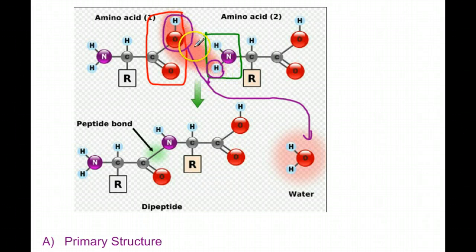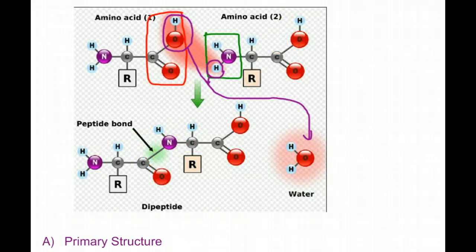And what's left when that water comes out always is the remaining molecules will come together and join. So you can see what's left is a carbon double bonded to an oxygen, and that's right here. And then this group has a nitrogen and a hydrogen, which is right here. And the peptide bond is what forms in between those two.